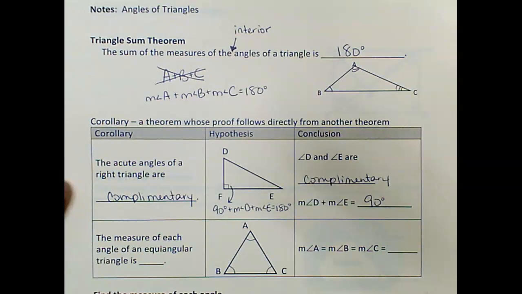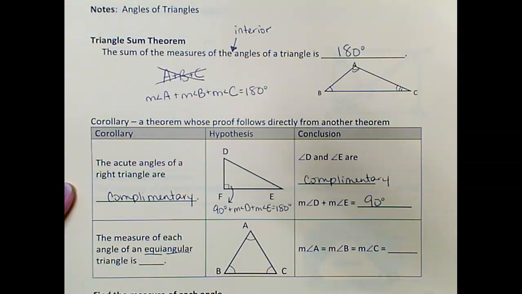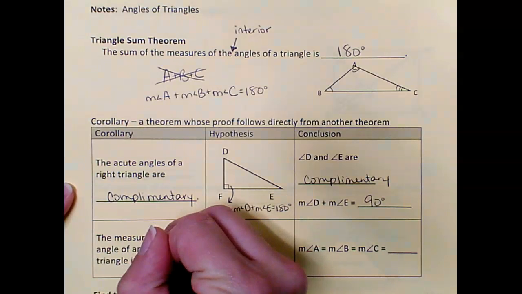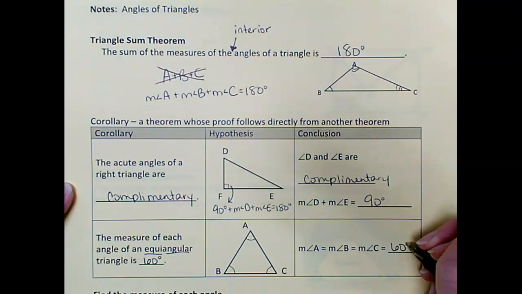Next corollary: the measure of each angle of an equiangular triangle, equiangular meaning equal angle measures, so angles A, B, and C all have the same measure, is 60 degrees. So the measure of angle A equals the measure of angle B equals the measure of angle C. Those all have to be equal to 60 degrees, and here's why.